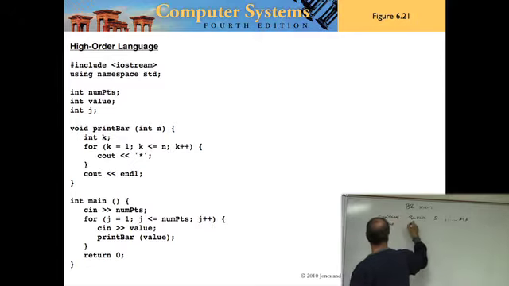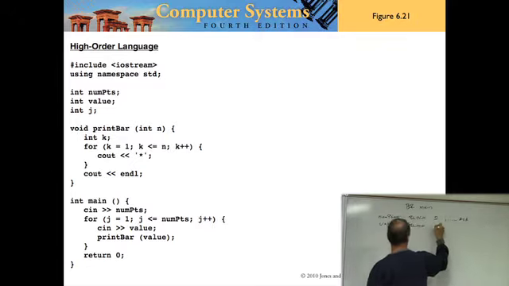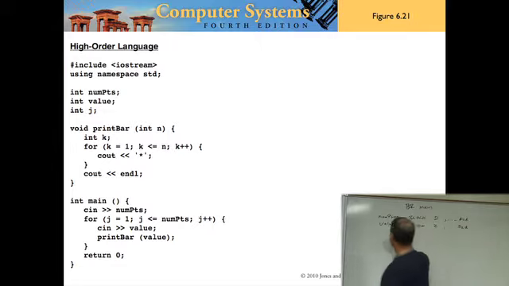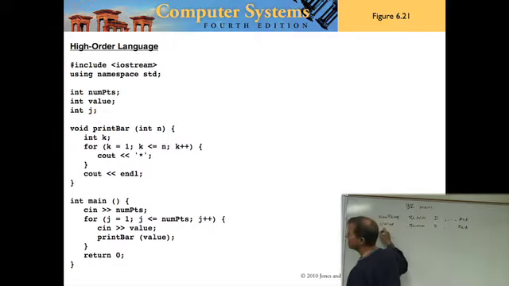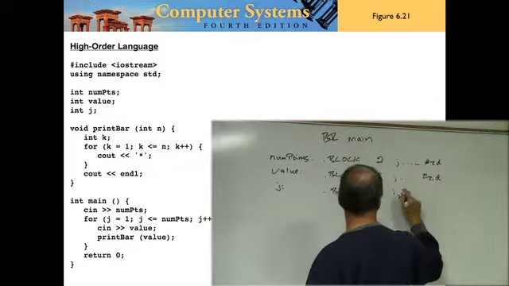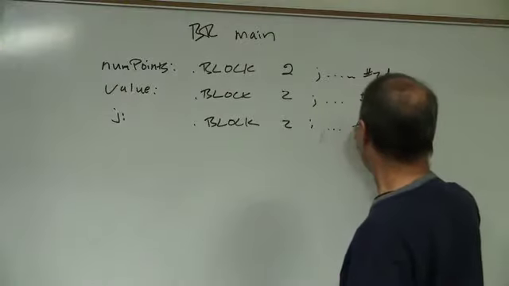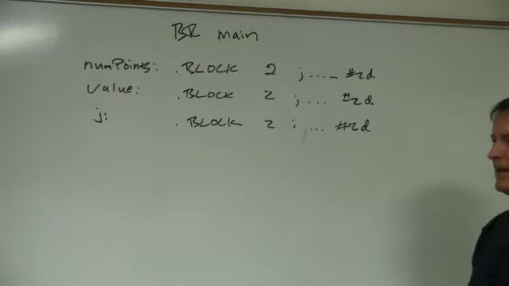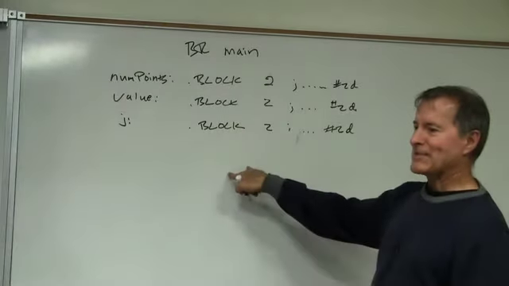Dot block 2, pound 2D. Okay, next one, j. J, dot block 2, global variable, pound 2D. Are we good? Okay, now what comes next here?